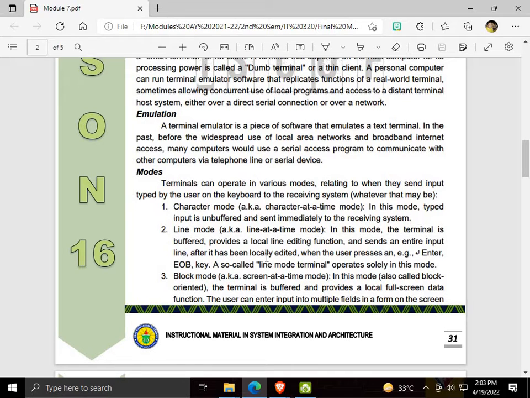In the past, before the widespread use of local area networks and broadband internet access, many computers would use a serial access program to communicate with other computers, via telephone or serial devices.